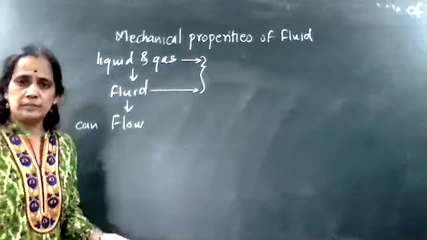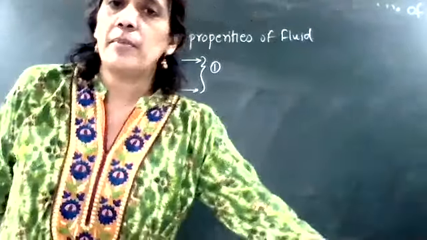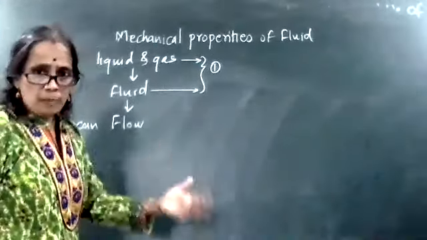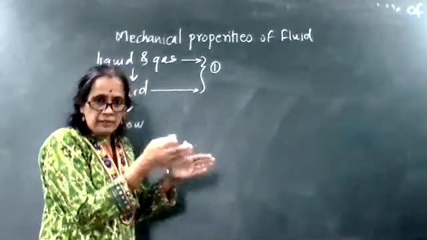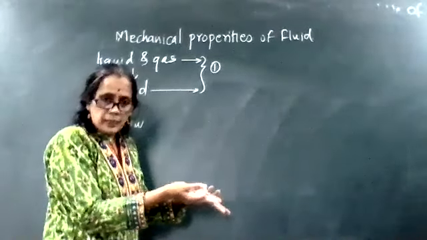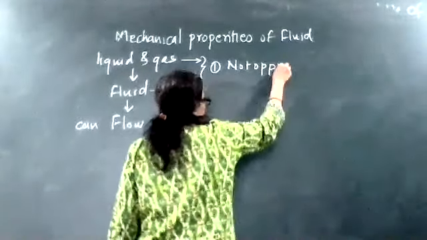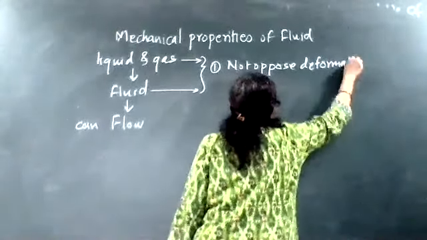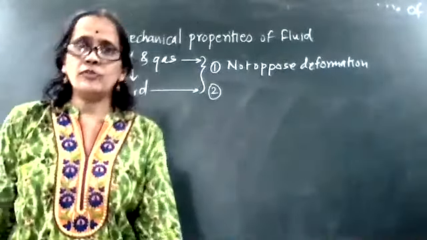So what is the first property of the practical fluid? The first property is that fluid does not oppose deformation. Whenever compression is there, the liquid will get compressed. Liquid getting compressed means there is a change in volume. It will not oppose deformation. Deformation here means change in volume. That is the basic property of the fluid.